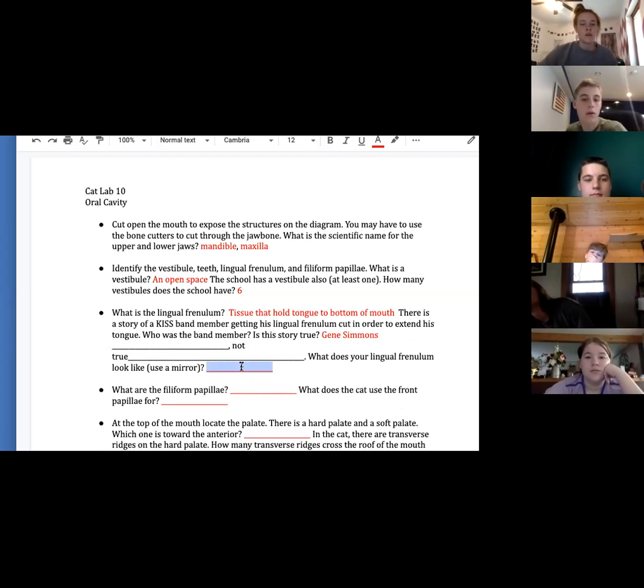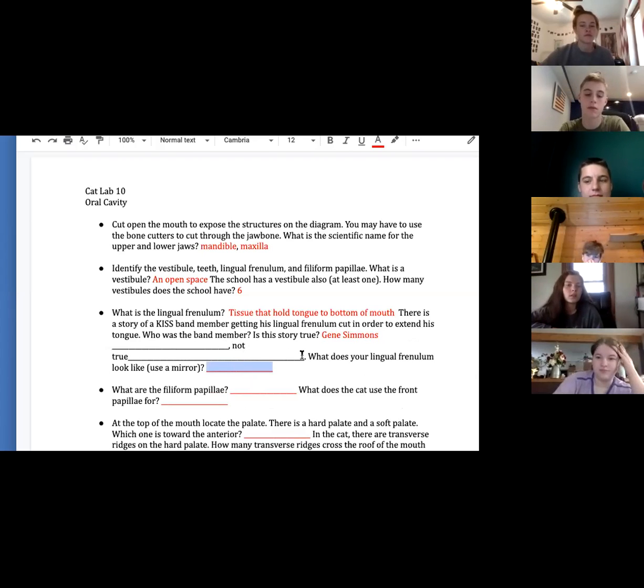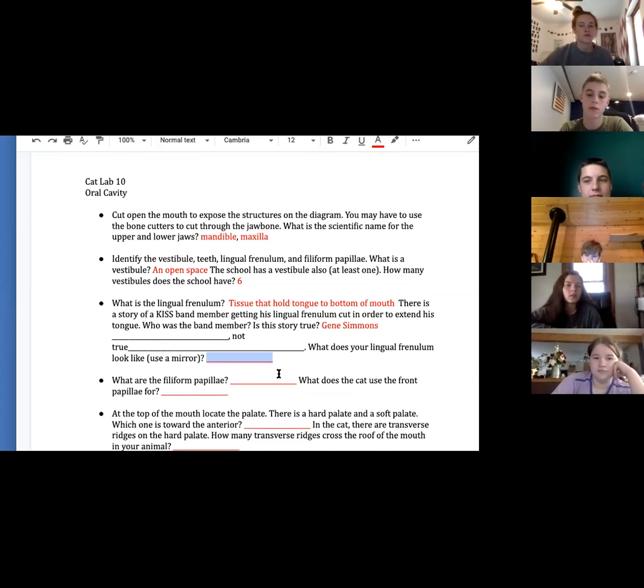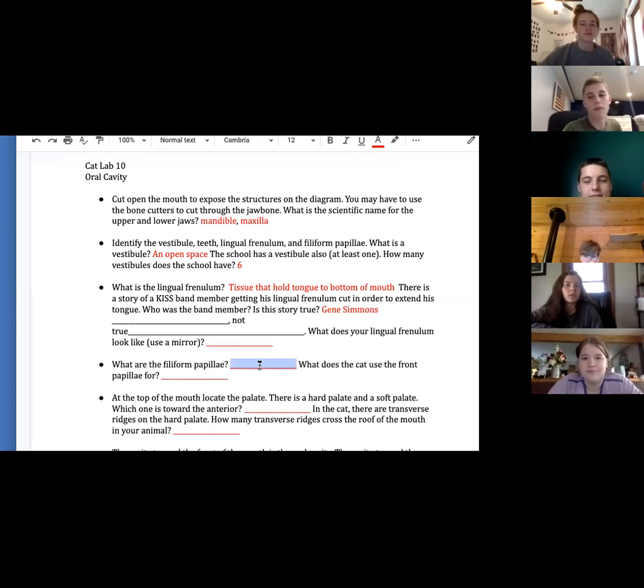All right, and then describe what your lingual frenulum looks like. You don't have to put your lingual frenulum in the webcam right now. Just look in the mirror and describe it. It's usually pink or purple with tissue and veins running through it. It's a real attractive piece of our anatomy. Okay, what are the filiform papilla?